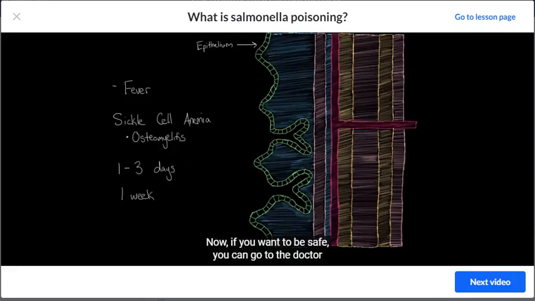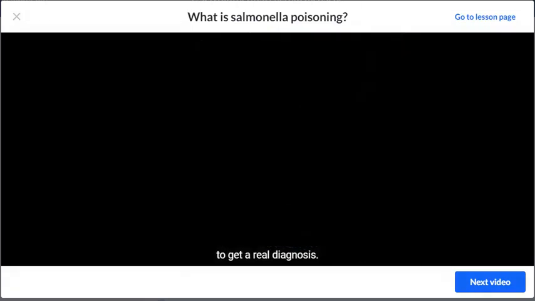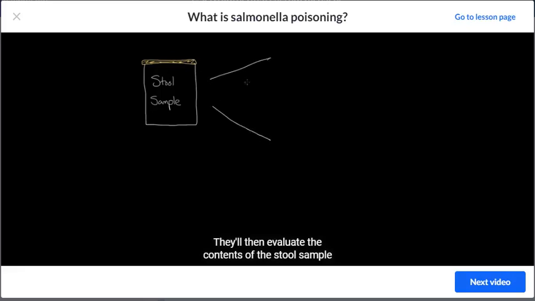Now if you want to be safe, you can go to the doctor to get a real diagnosis. And like always, what they'll do is they'll take a stool sample. They'll then evaluate the contents of the stool sample, and they'll see if it has the bacteria in it. If it does, then you have salmonella poisoning.